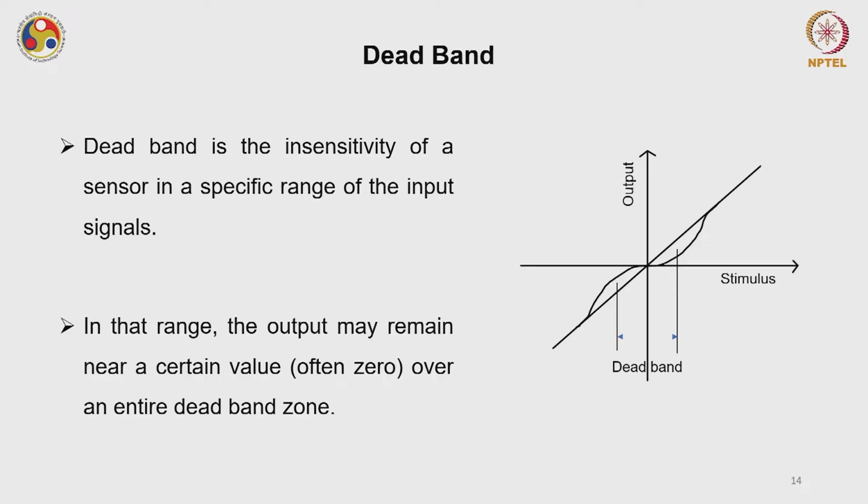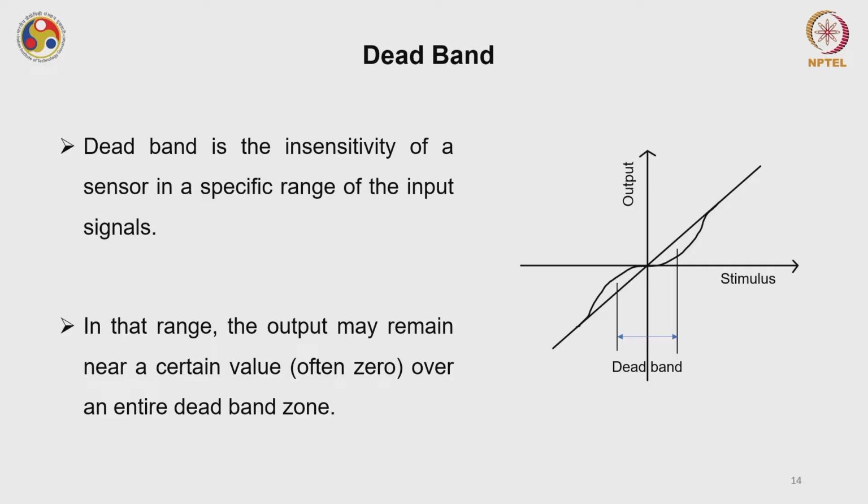One such characteristic is deadband. Deadband is the insensitivity of a sensor in a specific range of the input signal. In that range, the output may remain near a certain value. Mostly this value is 0 over the entire deadband zone.